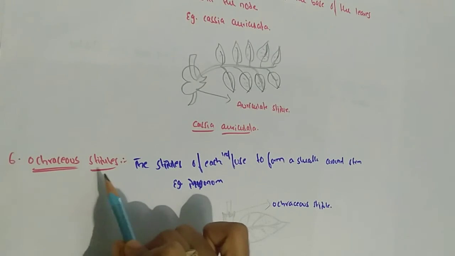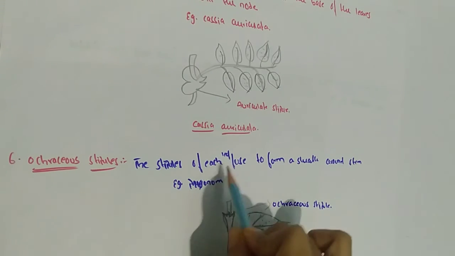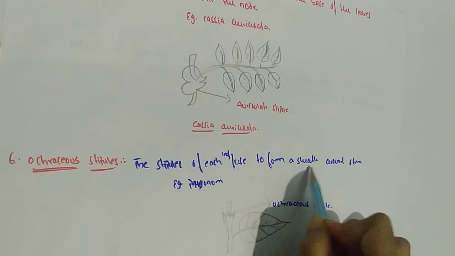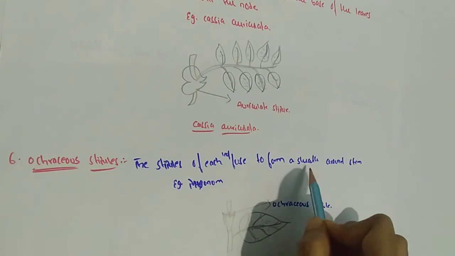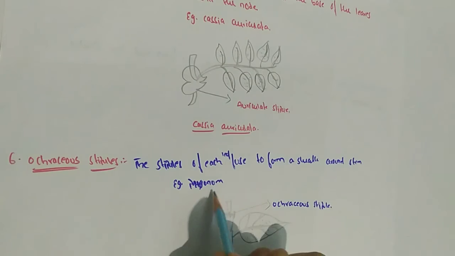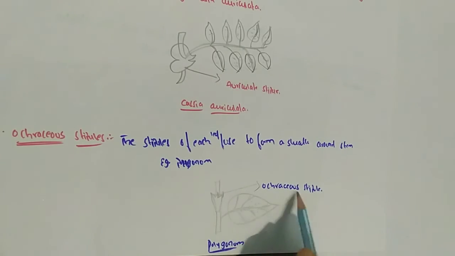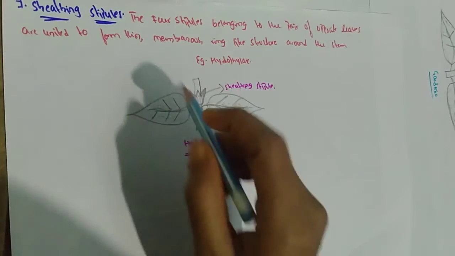Next, ochreate stipules. The stipules of each leaf fuse to form a sheath around the stem. Example: Polygonum. It is an ochreate stipule.